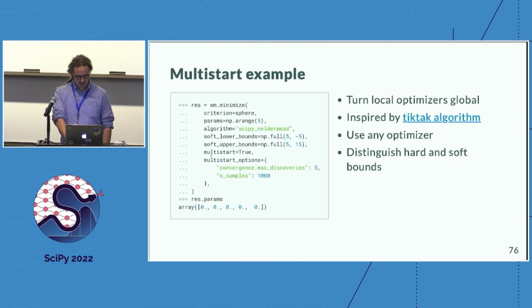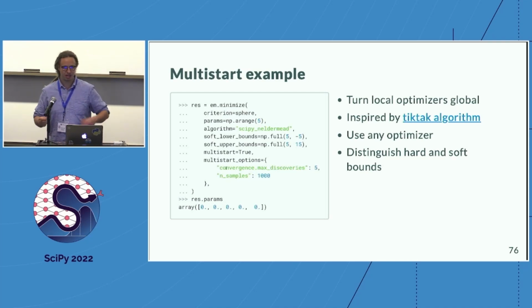So you can use it by basically doing the optimization as before. You provide soft lower bounds and soft upper bounds in the same way as you have seen how we can provide bounds. And those are used for sampling, but not during the optimization. So that's a way of not being too restrictive and only using the bounds for the start parameters. Then you set multi-start to true. And if you want, you can provide a bunch of multi-start options.